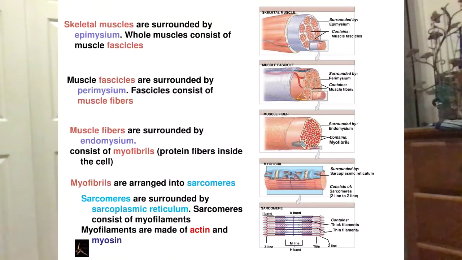Fascicles are surrounded by a connective tissue called perimysium. All up and down the length of the fascicle is perimysium. Now, within the fascicles themselves, those consist of bundles of muscle fibers. Okay, muscle fibers. And a muscle fiber is just another way of saying muscle cell.